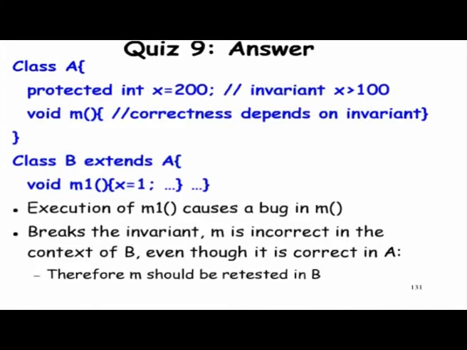So we have this class A where x is taken care of by m so that it never exceeds 200. But then we later extended class A to B and we had a method m1, which did not examine this invariant, and it set the value x equal to 1. And then the next time m is invoked, that will fail.